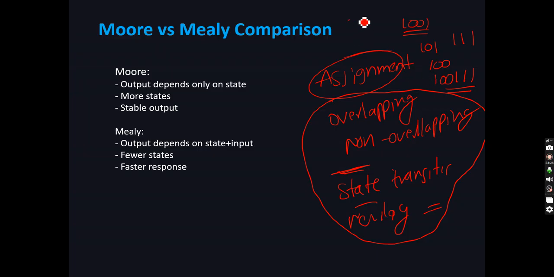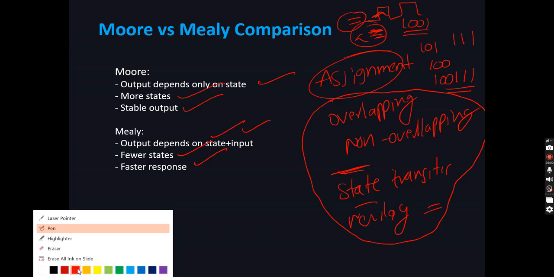Some are confused about blocking and non-blocking. Here blocking will execute and update exactly at that point, whenever you are updating, it updates exactly there. Coming to non-blocking, it will use the previous value. Just go through it once again, don't be confused. And see, the main comparison is this: Moore output depends only on the current state, has more states, and stable output. Coming to Mealy, output depends on the present state as well as the present input, with fewer states and faster response.